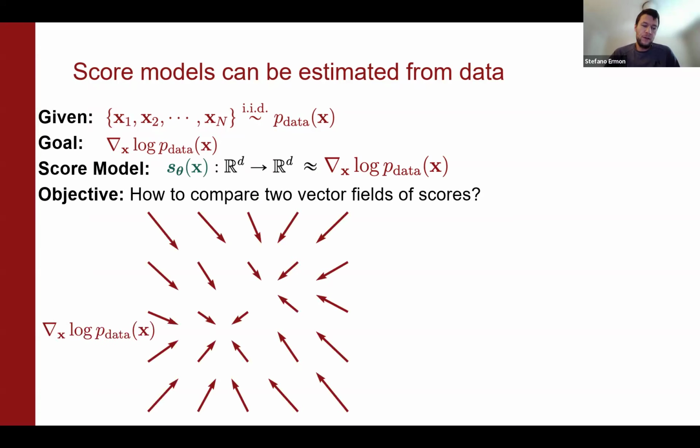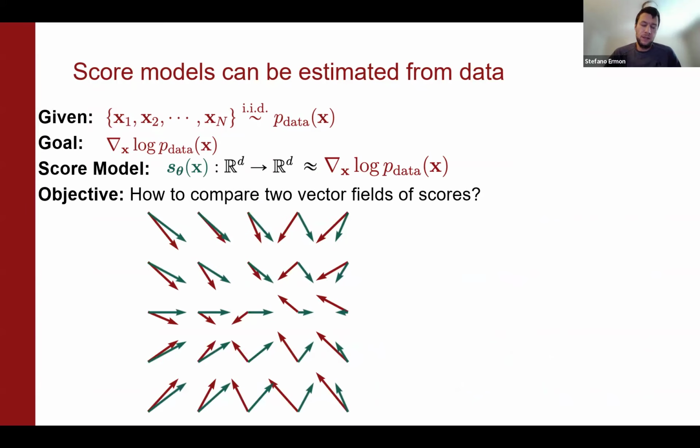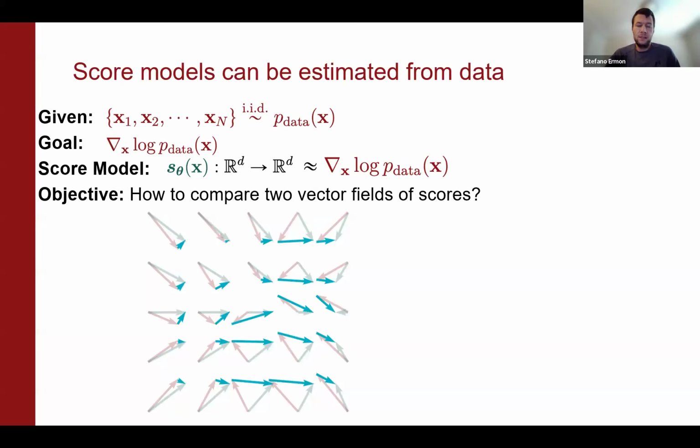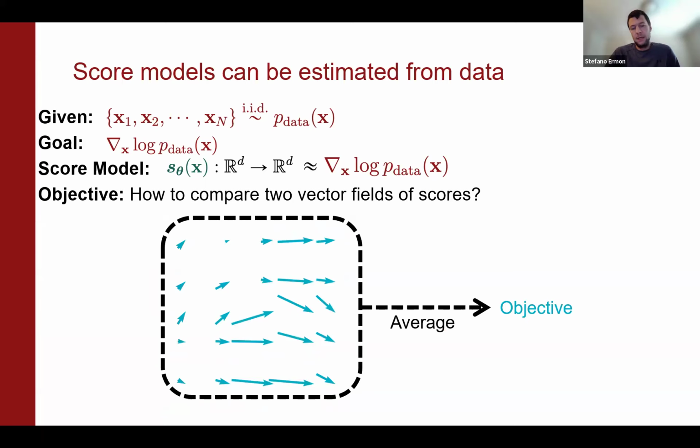And how do we compare two vector fields? Well, there is a true vector field, there is an estimated vector field. At every point, you can look at what's the true vector field and what's the estimated one. You can look at the difference. And if you have a good model, these vectors should all be small. So one way to define a loss function is to look at the average size of these errors and try to make it as small as possible. So you can look at the magnitude of these errors, average them, and define a loss function you can try to minimize as a function of theta.